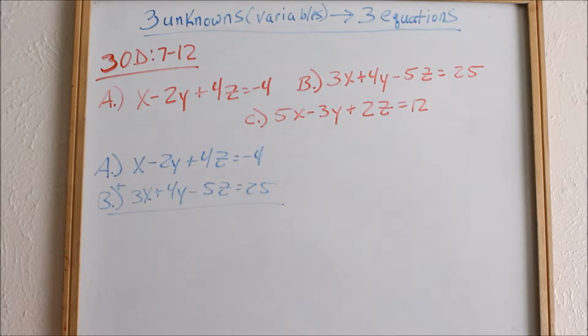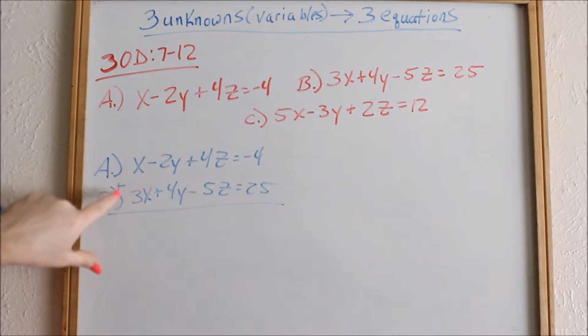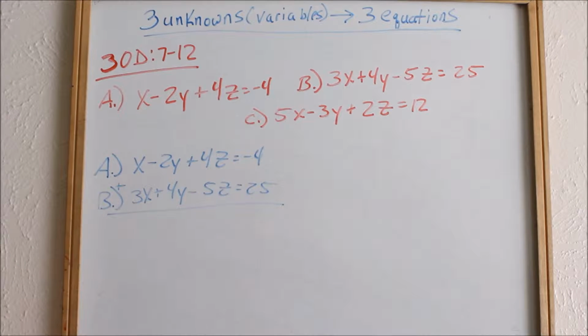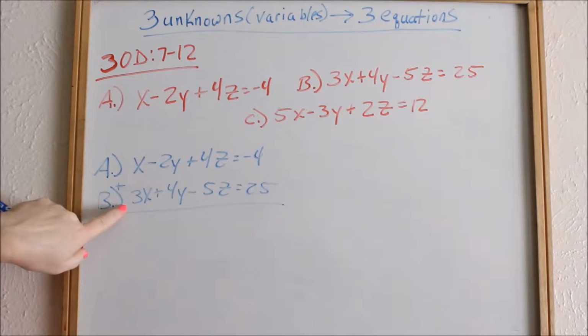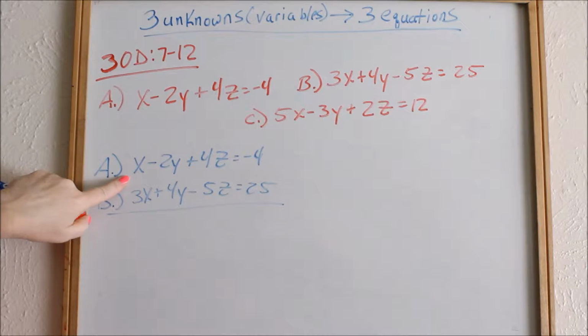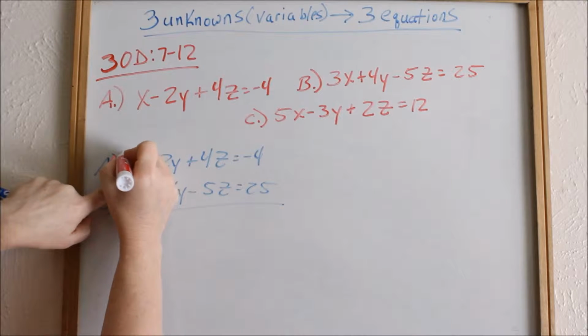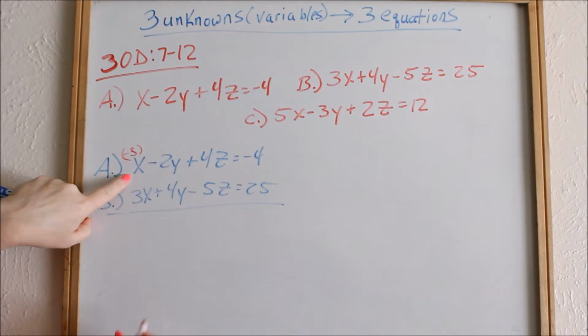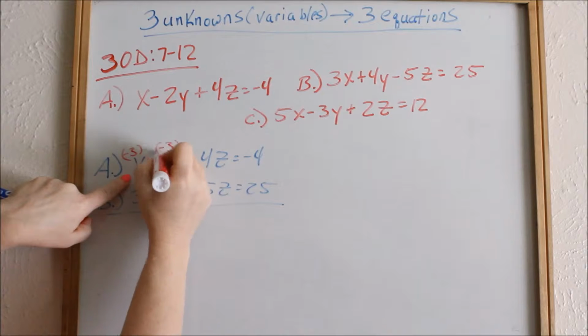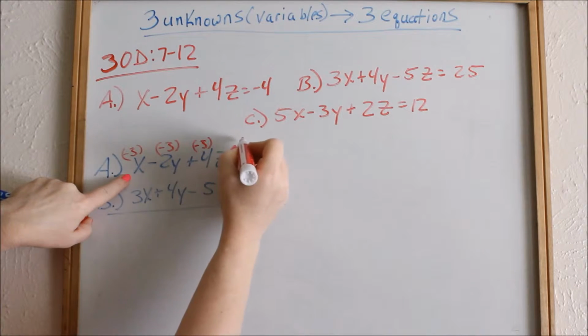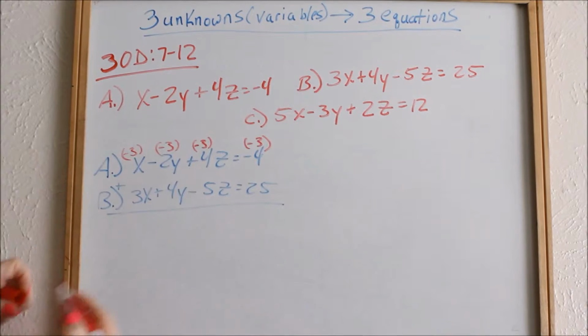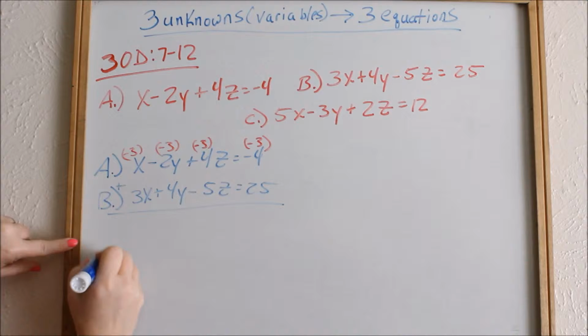And you can choose whichever variable to eliminate. So I'm picking X's because this one doesn't have a coefficient, so it'll be easier to eliminate. If this is a positive 3, this needs to be a negative 3. So if I'm going to multiply that by negative 3, I have to multiply everything by negative 3. Okay, so I'm going to drop down and rewrite my new equations.